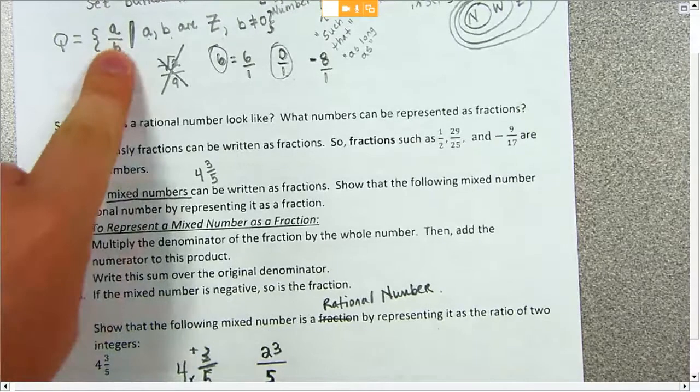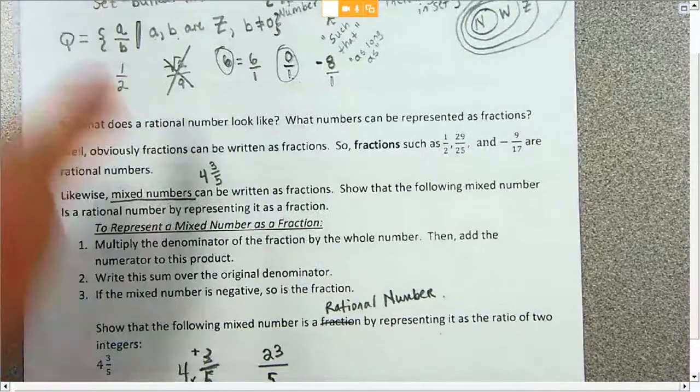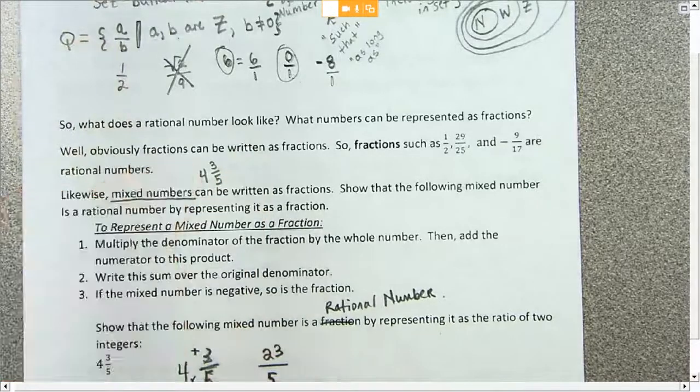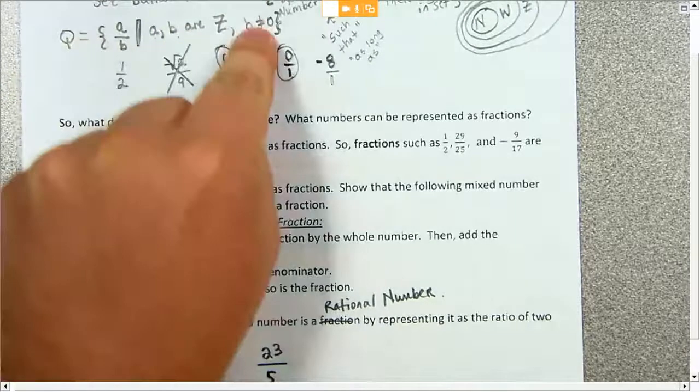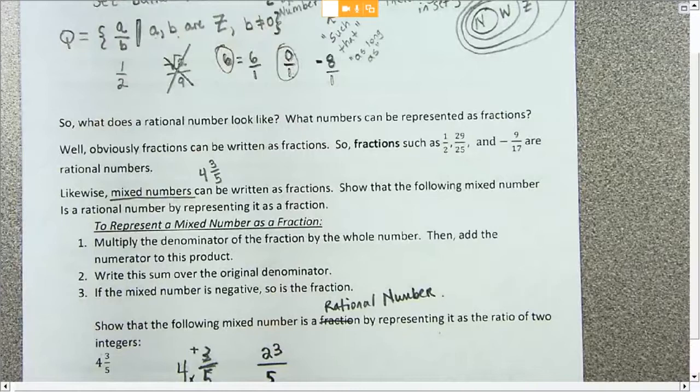Does this fit in my set? Yep, 23 over 5 is one number over another one. 23 and 5 are both integers. 5 isn't equal to 0. This fits. It works.